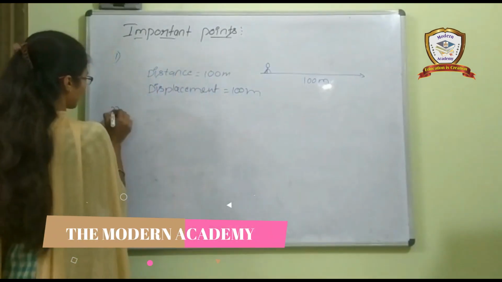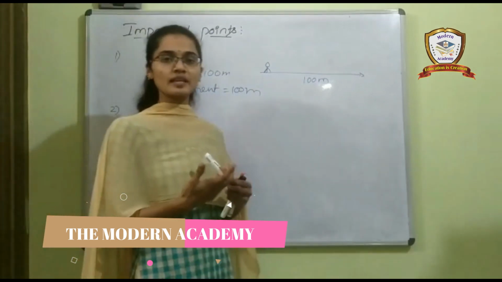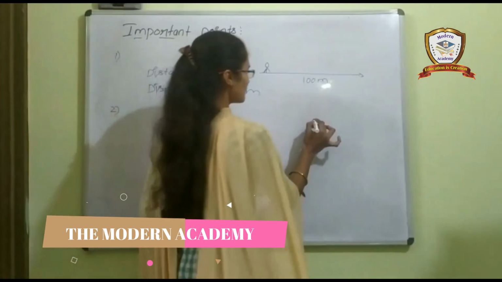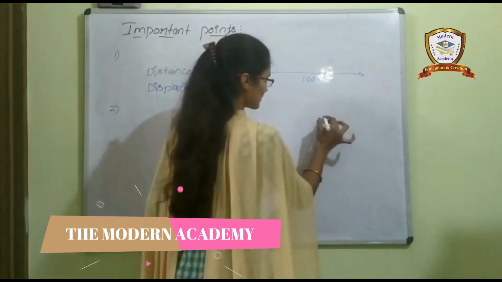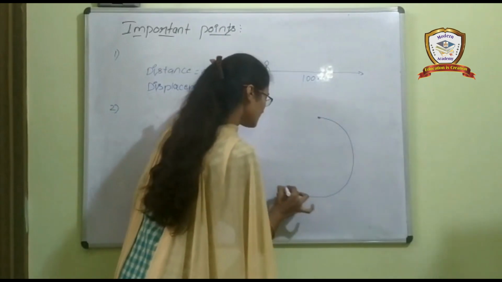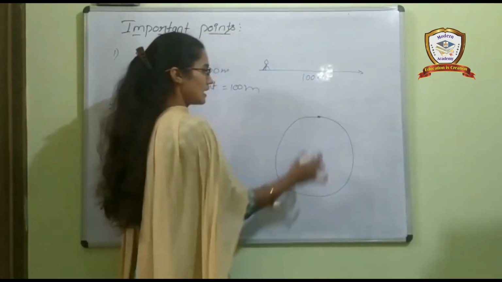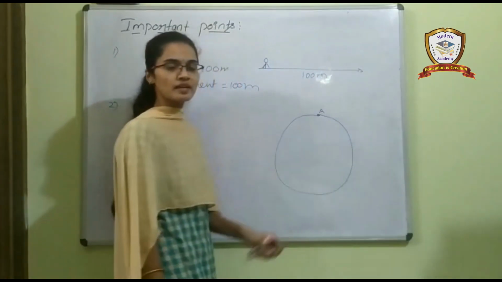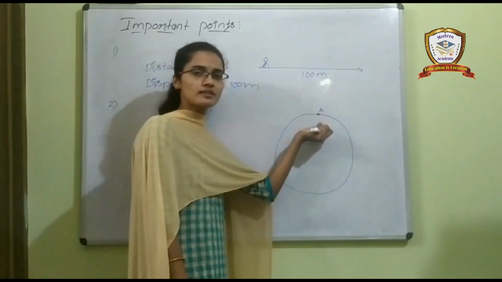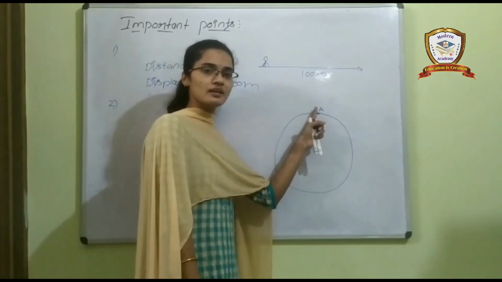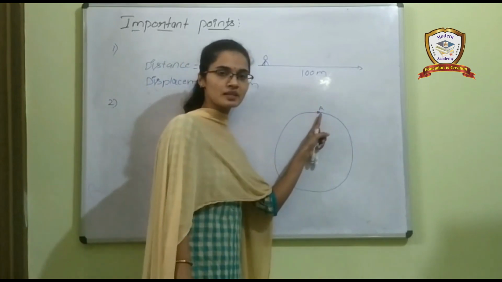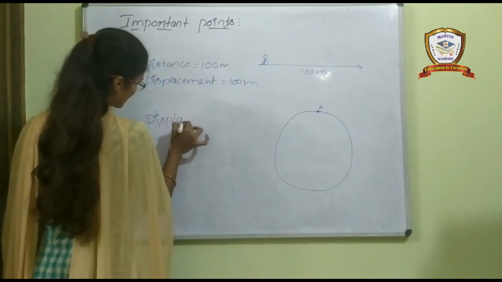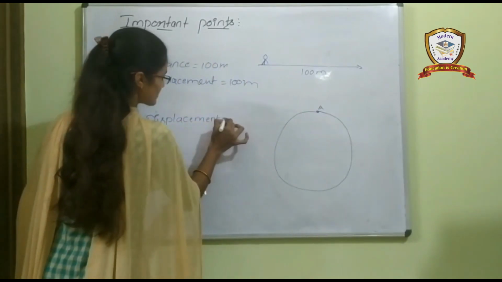Next, second point. If initial and final points are both the same, the displacement equals 0. I will give an example. One boy enters a circular park. He covers exactly one full circle, and he reaches the same initial point. So can you say what is the displacement here? Displacement is nothing but the shortest distance between initial and final point. Here initial and final points are both the same, so displacement equals 0. If initial and final points are both the same, displacement equals 0.